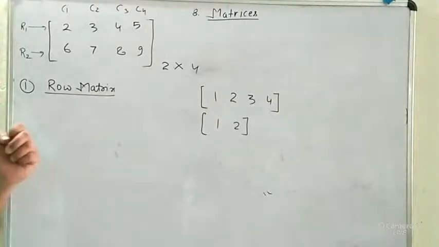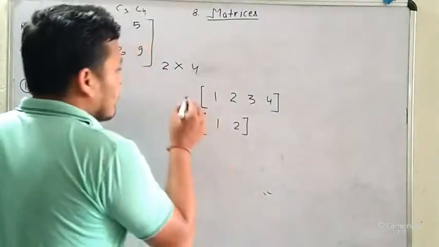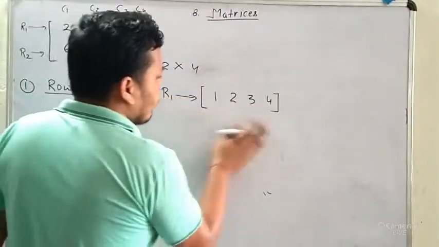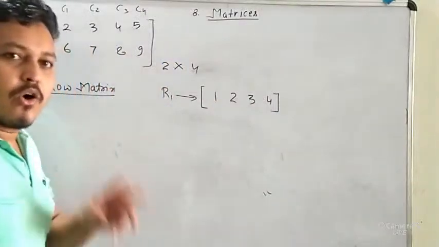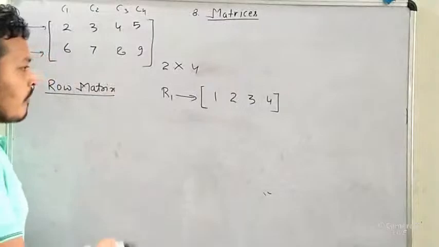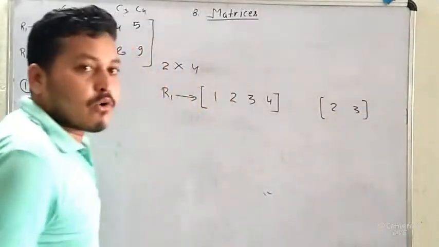that matrix is known as a row matrix. The number of rows is a single row. Okay, row 1. In the first case, how many rows are given here? Only a single row is given here. So this type of matrix is known as a row matrix. Next example, 2, 3. This is also a row matrix.